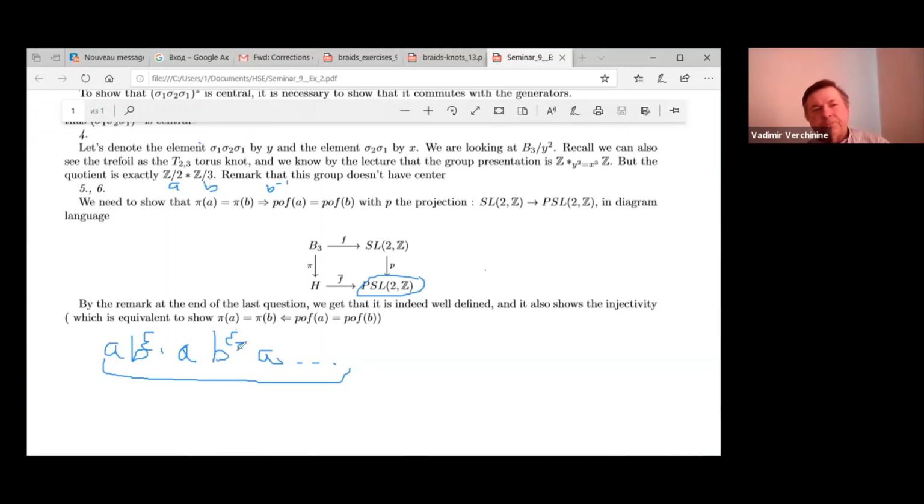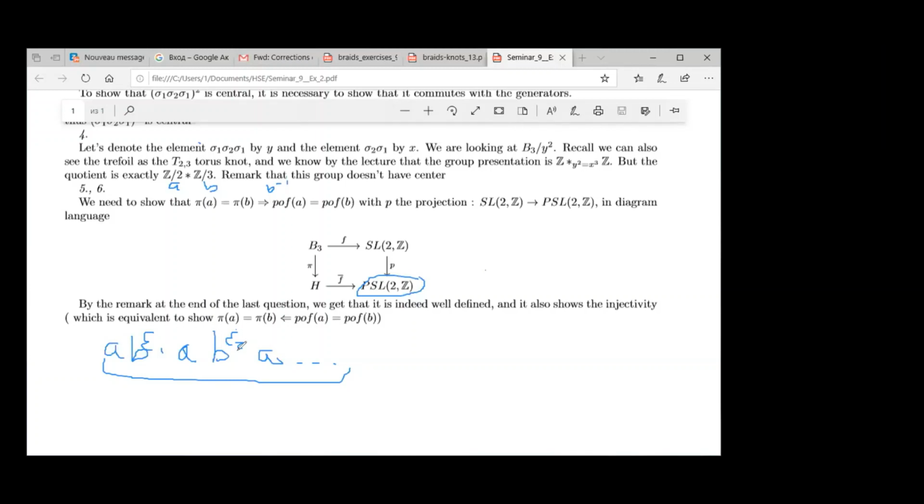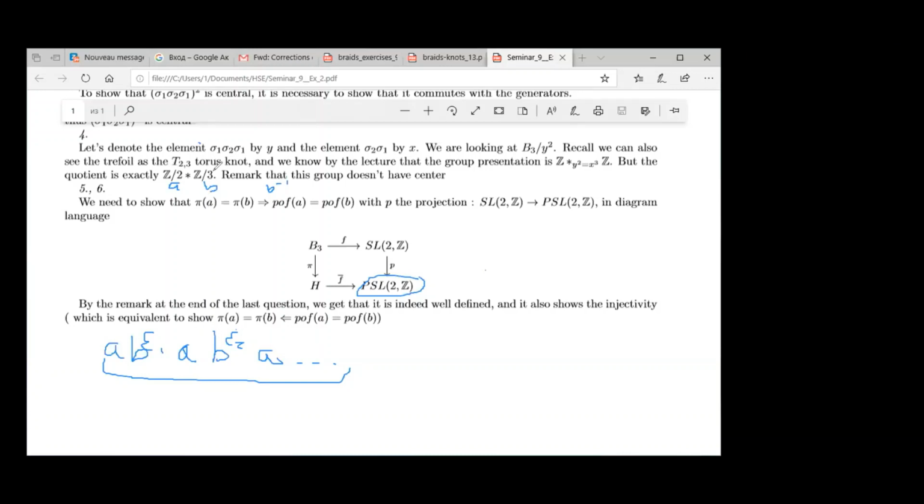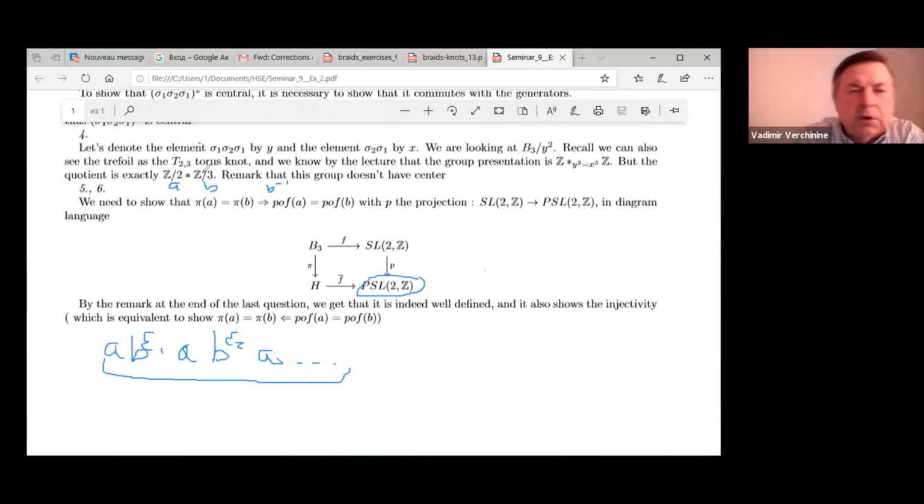Okay. So essential is the syllable solution for the word problem for the free product of cyclic groups, right? Okay.